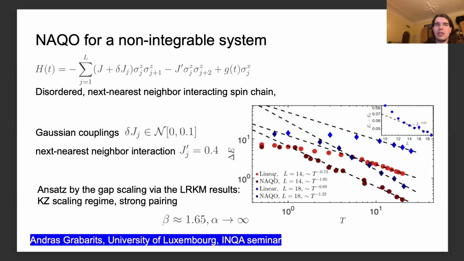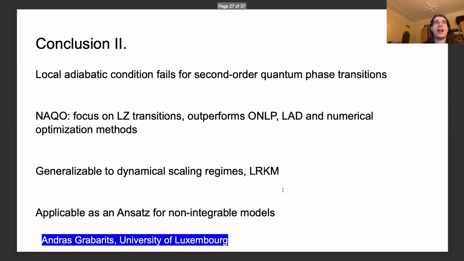And again, compared now only to a linear, a much faster decay of defects, or excess energy in this case more generally, was observed for both 14 and 18 spins that we could reach within reasonable timescales. So a quick last conclusion of the second part.